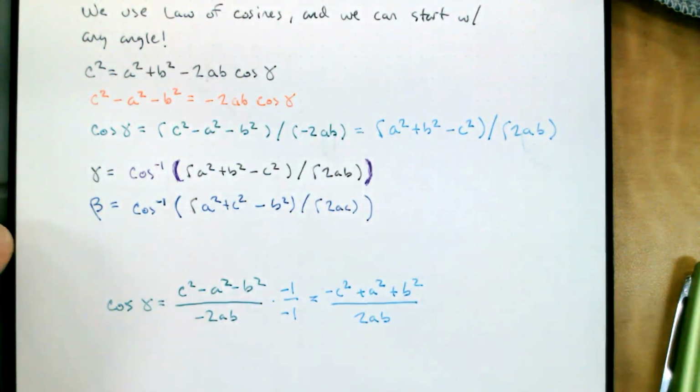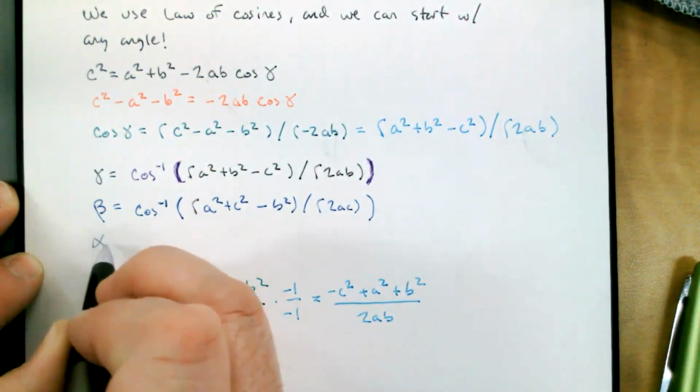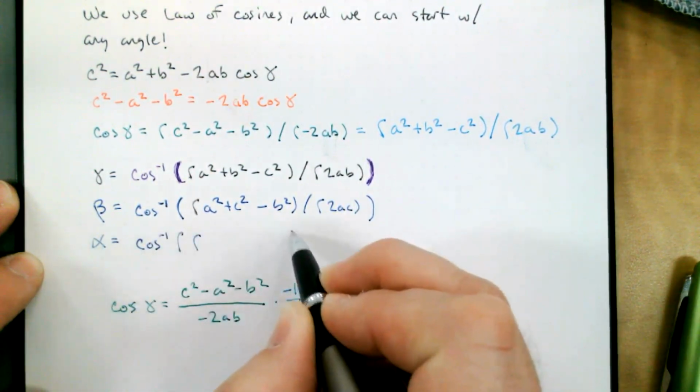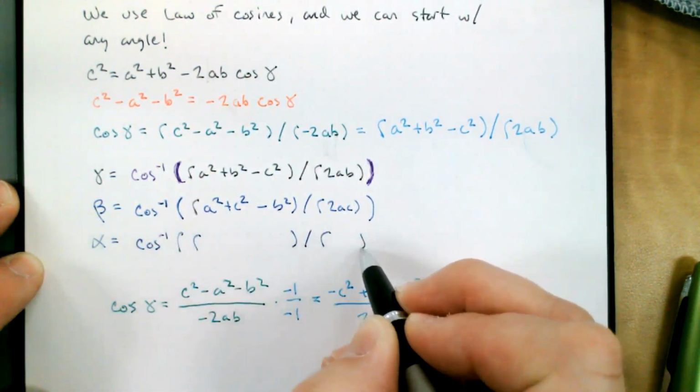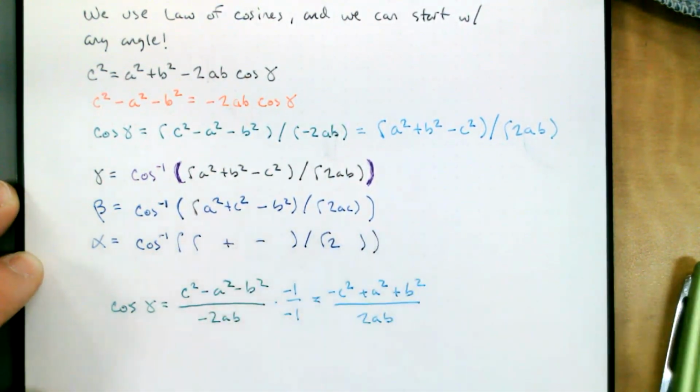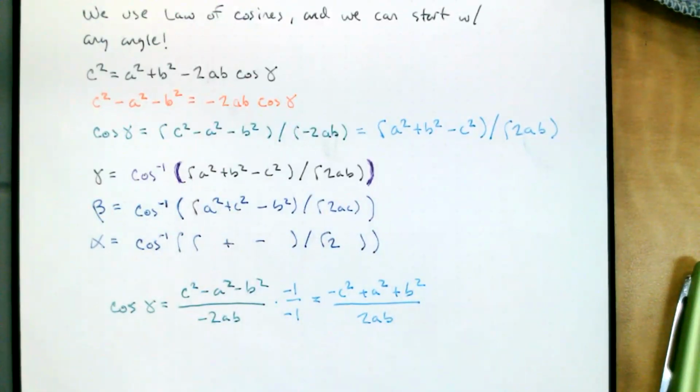So if I wanted to solve this for alpha, we could also write a cosine inverse, and then we would just have to switch some things around. But that's the format that we have.